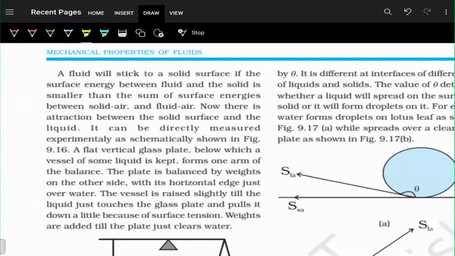See, a fluid will stick to a solid surface if the surface energy between fluid and the solid is smaller than the sum of surface energies between solid air and fluid air.